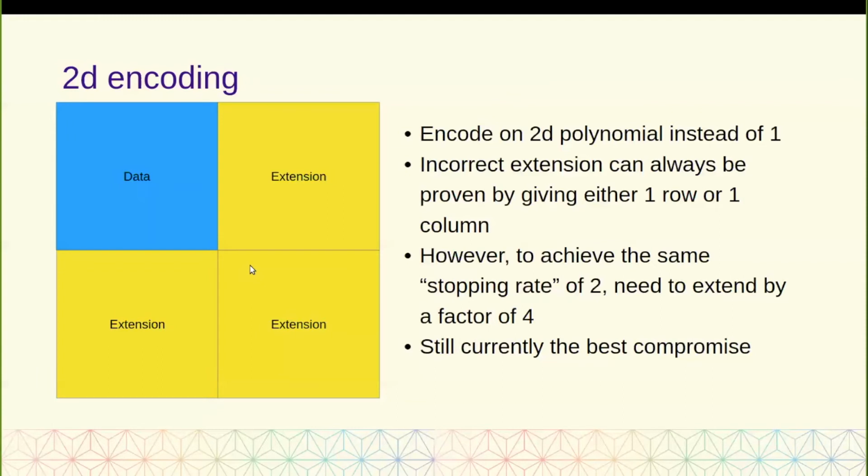The problem with it is that the stopping rate becomes a lot worse. So if you want that 50% is always enough to reconstruct all the data, then you actually need to extend it by a factor of 4 instead of 2. So you get a lot more data on the network. But yeah, it's currently still the best compromise.